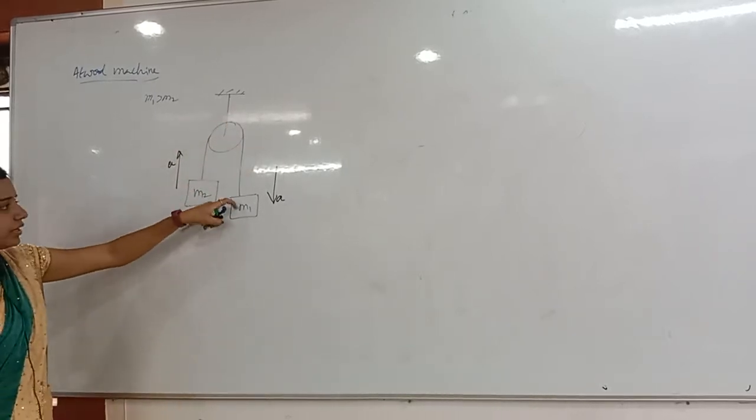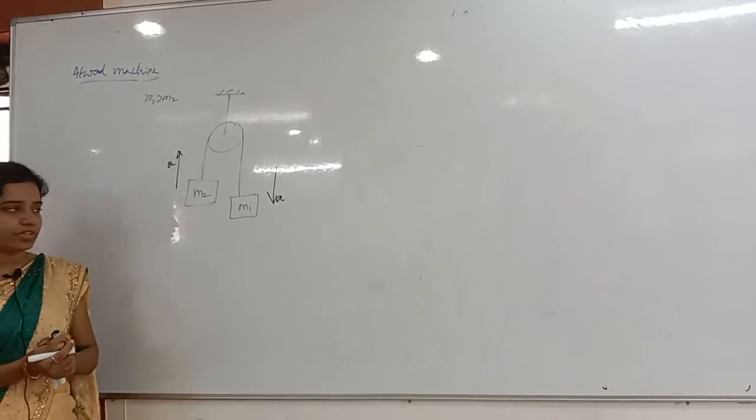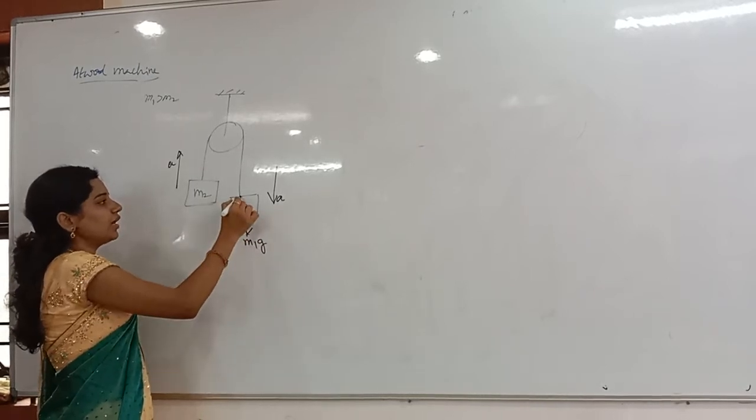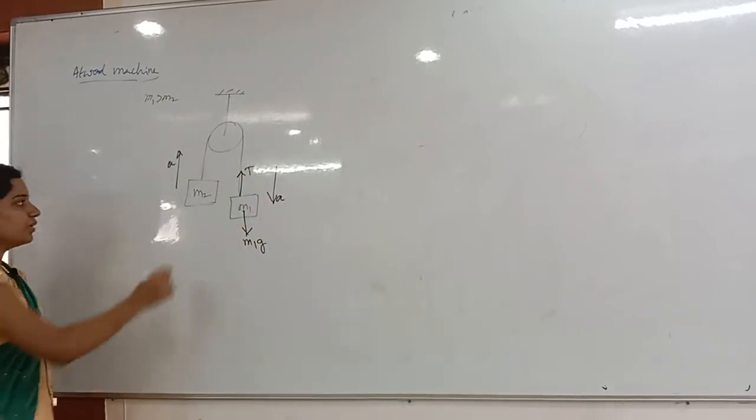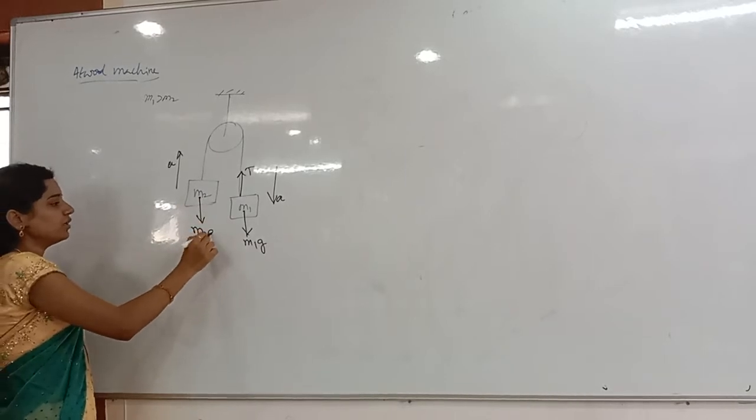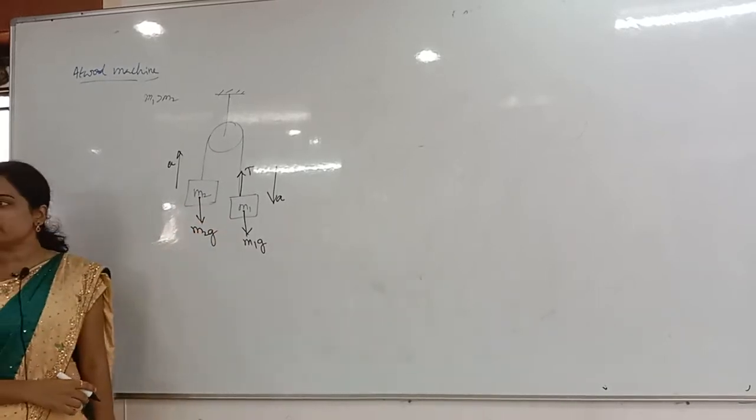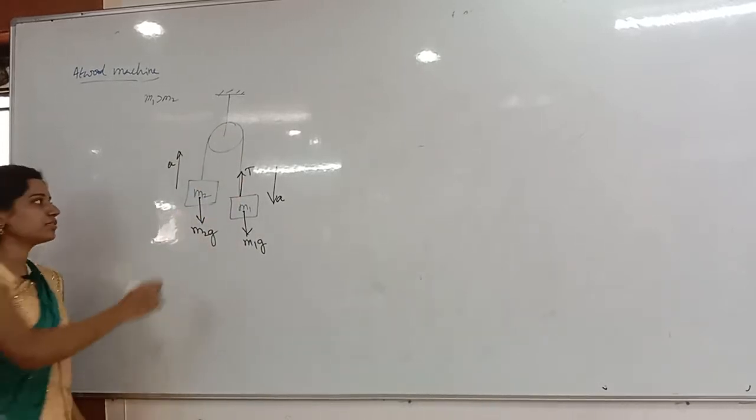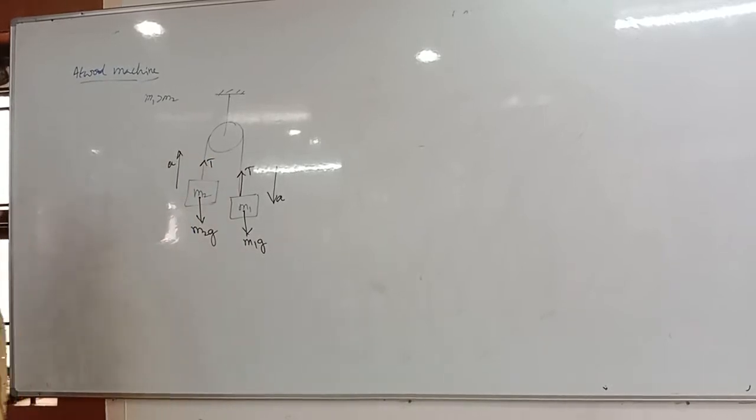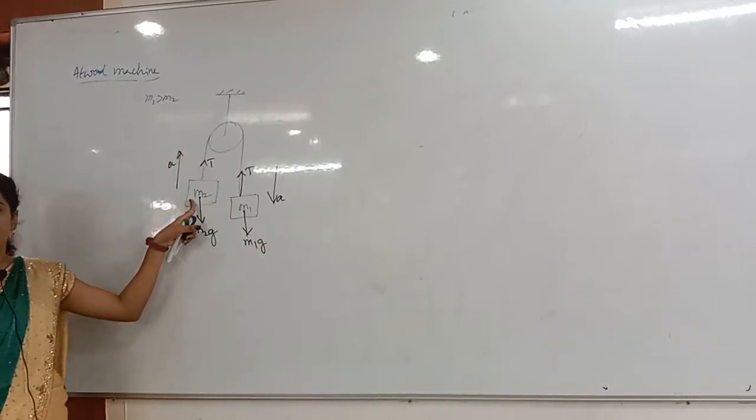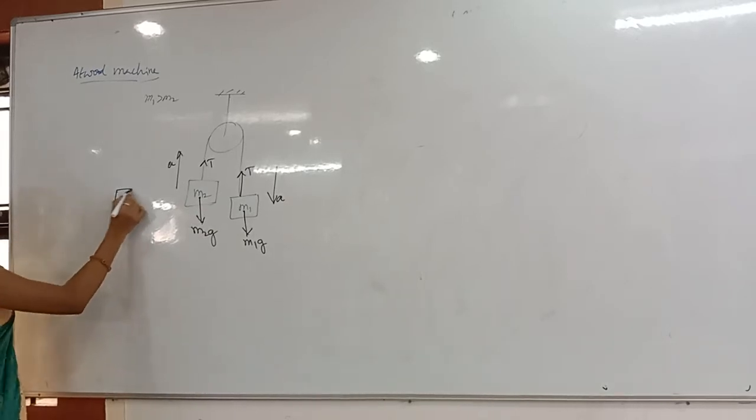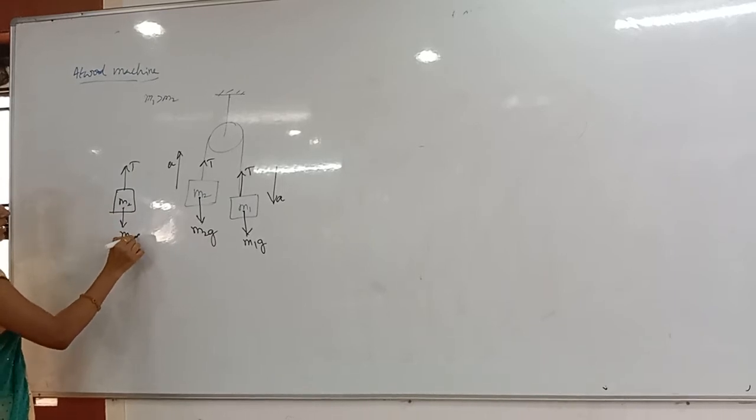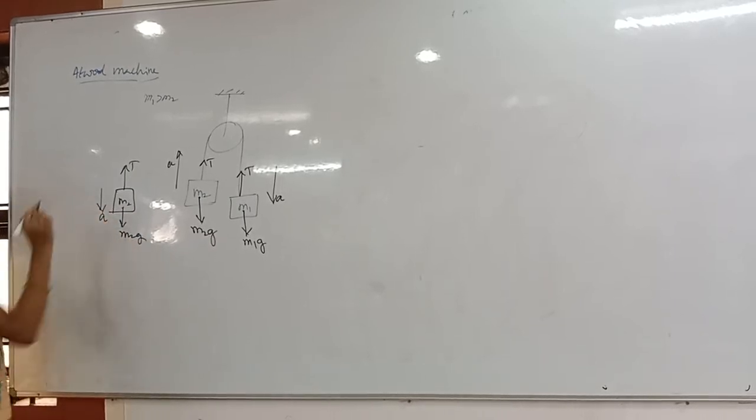So first of all, here M1 is going downwards and M2 is going upwards, so obviously on M1 what will act downwards? M1G, and upward, tension T. Then on M2, M2G downwards, and upwards again the same tension or different tensions? Same tension, because it is the same string. Same string means same tension always, so that T will be acting in the upward direction. Now if we take the free body diagram of M2, upward tension is there, downwards M2G is there, and another force is there due to the acceleration A.